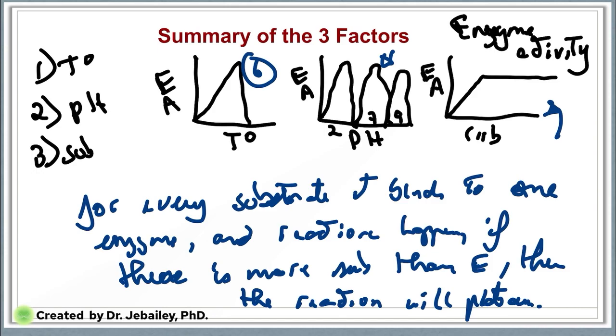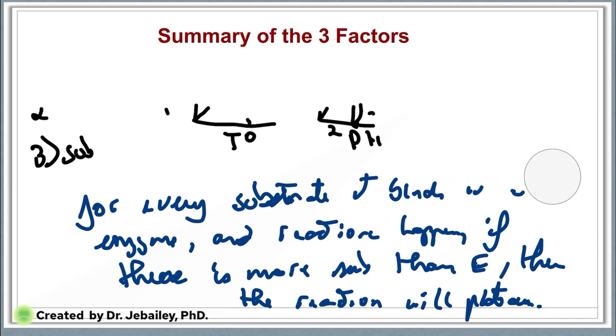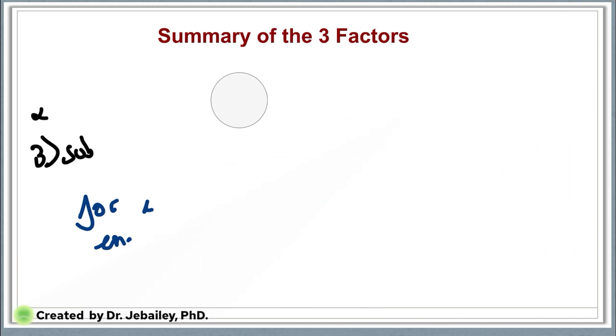So these are the 3 factors. Factors that can affect the rate of enzyme. That means the temperature, the pH, and the substrate. Now, if you had to design a lab, you're going to have to pick one of these 3.